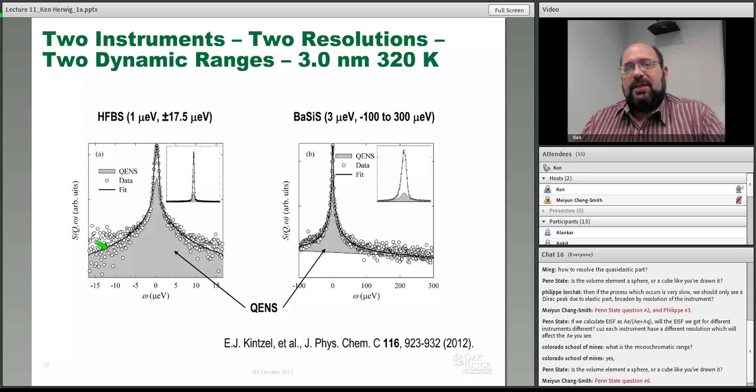And what you can see is the dynamic range on HFBS was not broad enough to watch the Lorentzian, the broadened quasi-elastic component, decay to 0. And that has implications on the effective breadth that you measure when you actually model this data. Whereas BASIS was able to measure it over a very, very large range of energy transfers and essentially watch the Lorentzian decay much closer to 0 or to the background level. This data, by the way, is also published in J. Phys. Chem. C, and you can look it up.